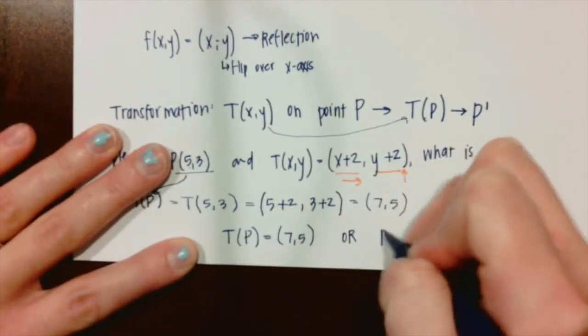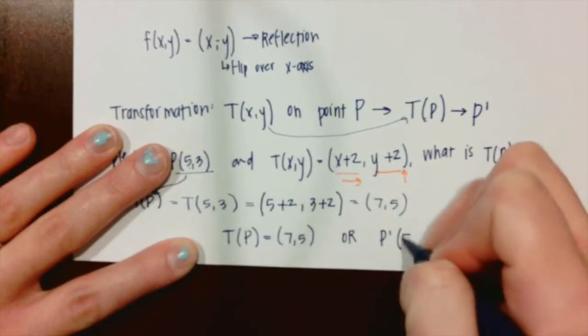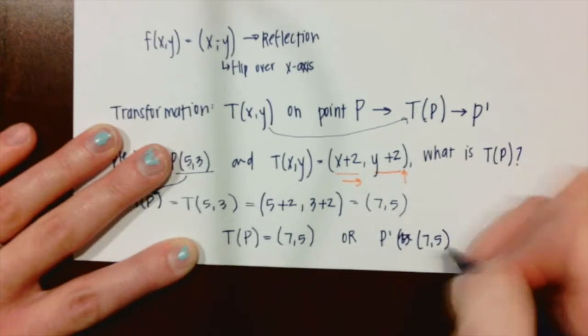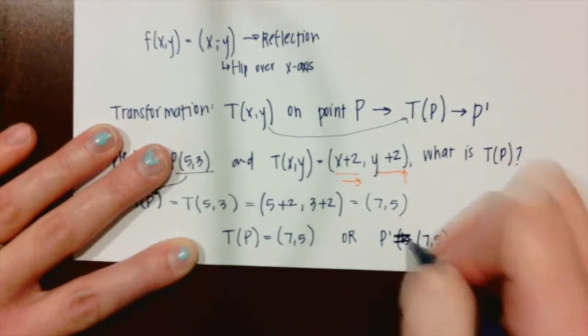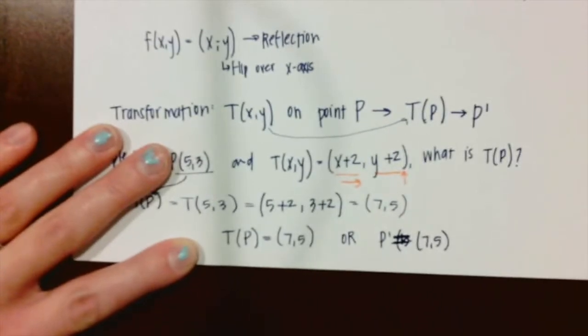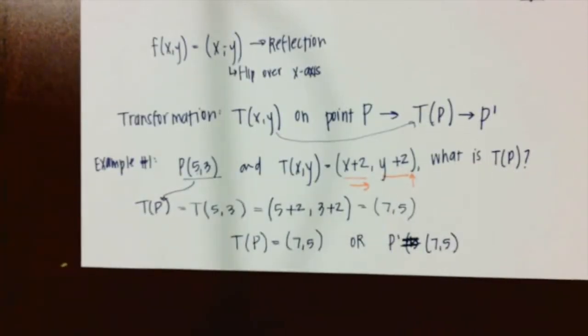I could also, instead of saying t of p, say p prime is 7, 5. I made a little mistake there, so pretend that's an equal sign. P prime equals 7, 5.